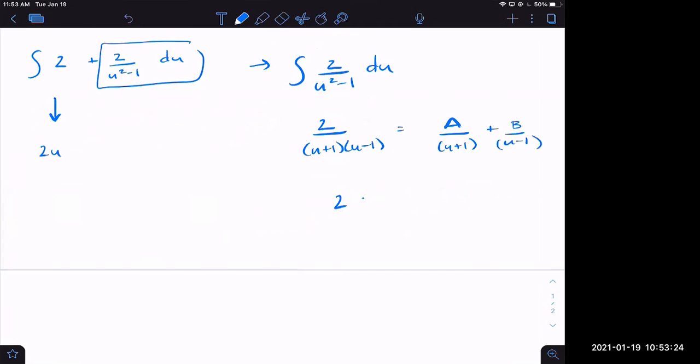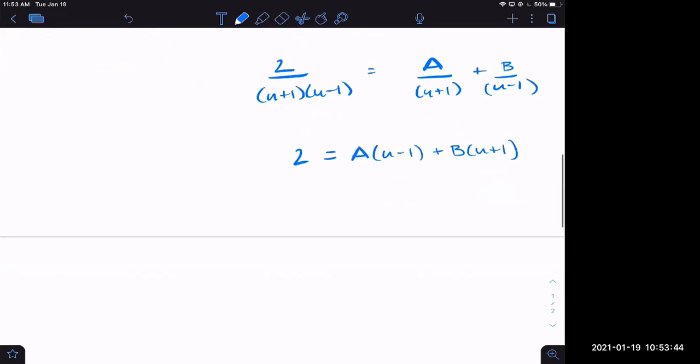So the left-hand side just becomes 2, it has both factors. The A has to multiply by the factor that it does not have in the denominator. So what is the A going to have to multiply by? U minus 1. And then the B is going to have to multiply by u plus 1. And then we make our choices to get rid of the A or B. So I could start by letting u equal 1. If u is 1, A goes away. So I'd have 2 equals 2 times B. So B is 1.